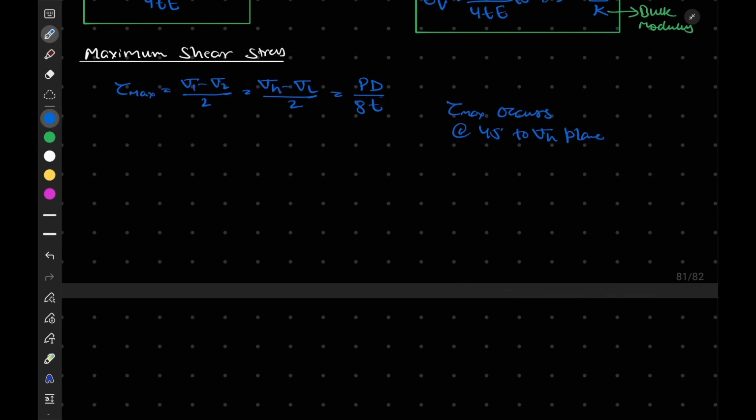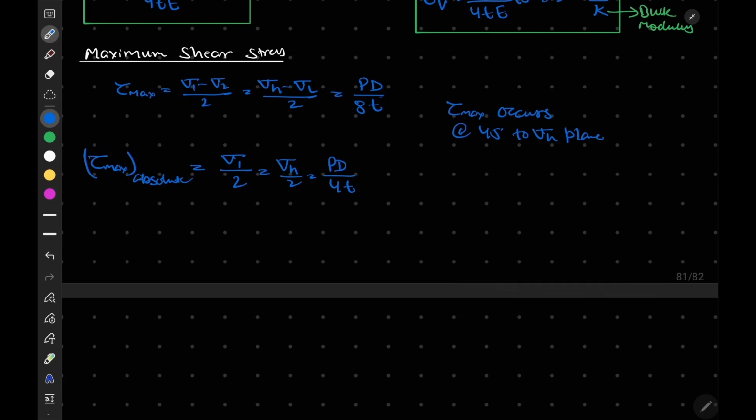Okay, now if I talk about tau max absolute, we know that sigma 1 and sigma 2 will both be either positive or negative. So this should be the maximum of the maximum values. It will be equal to sigma L by 2, that is sigma H by 2, which is equal to PD by 4t.